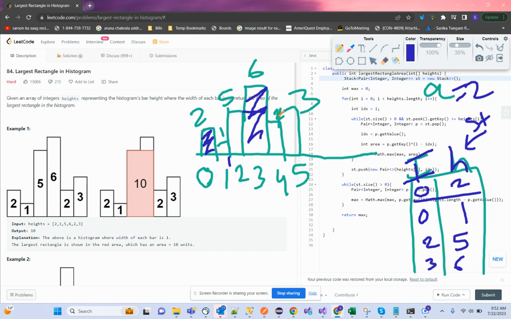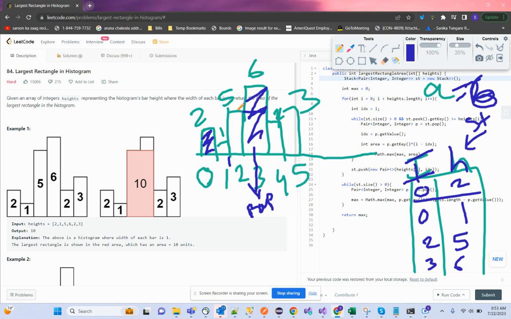The next height is 2, so we cannot extend 6 ahead. We have to pop this 6 and calculate the area. Height is 6, width is 1, so the area becomes 6. That's the reason I'm going to update the area as 6.